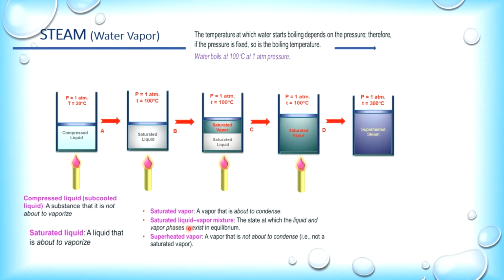When we are dealing with a saturated liquid-vapor mixture or wet vapor, we have a term called the dryness fraction. The dryness fraction is defined as the mass of dry steam formed per kg of mixture, that is, kg of dry steam per kg of mixture. It measures the percentage of dry steam that is in the mixture.